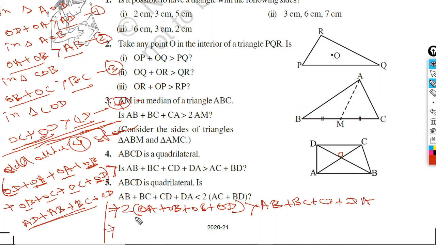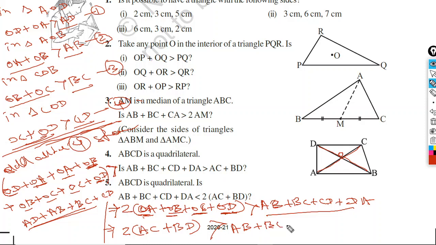Here you have 2 into OA plus OB. Look at the figure. OA plus OC is what? AC. Similarly OB plus OD will be BD. So we can write 2 into AC plus BD is greater than AB plus BC plus CD plus DA. This is what we needed to prove.